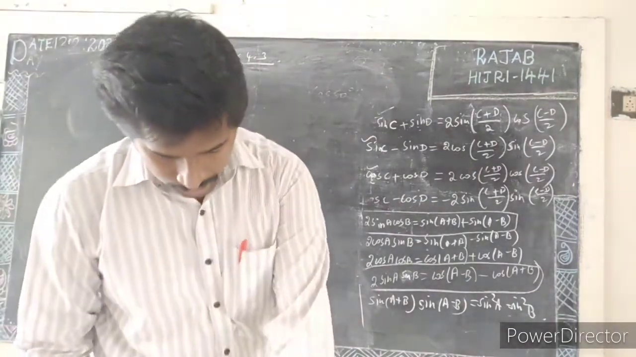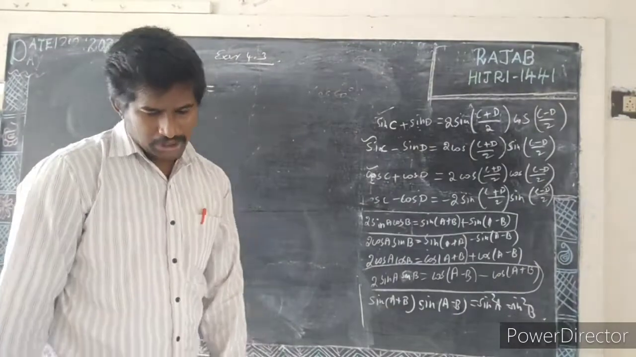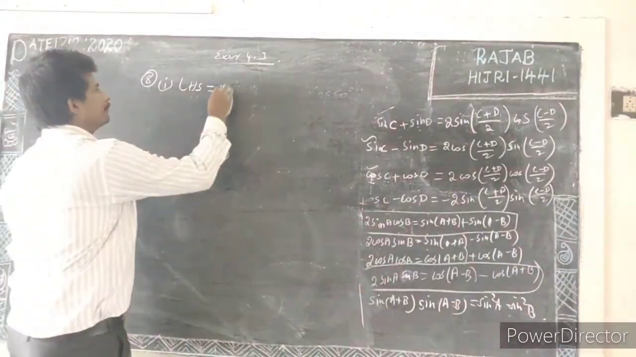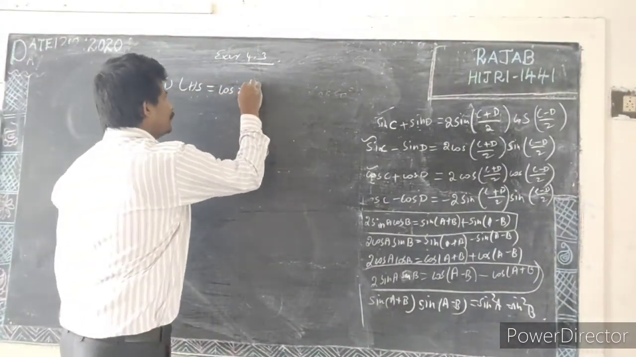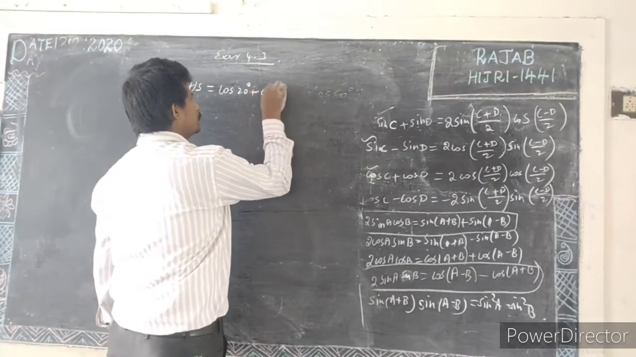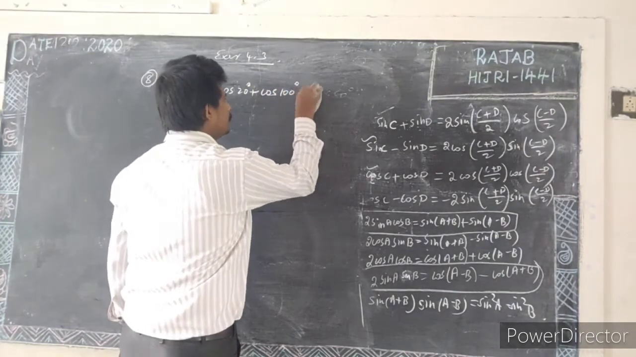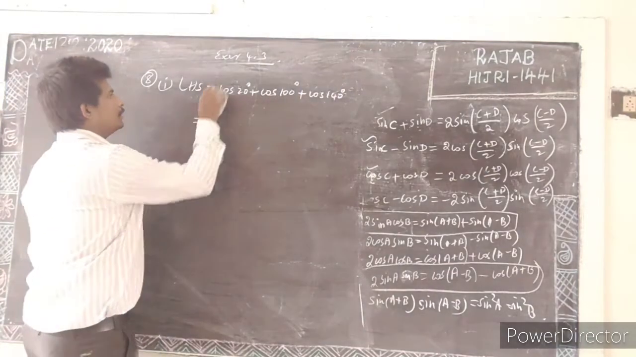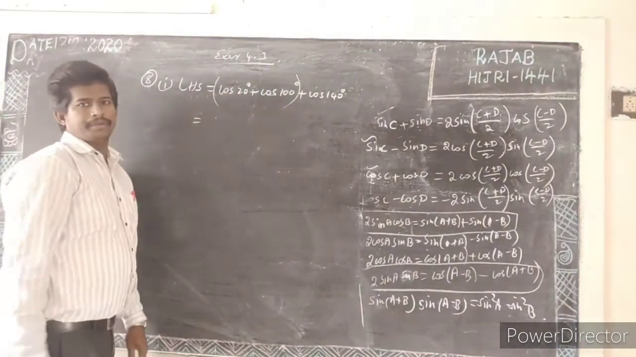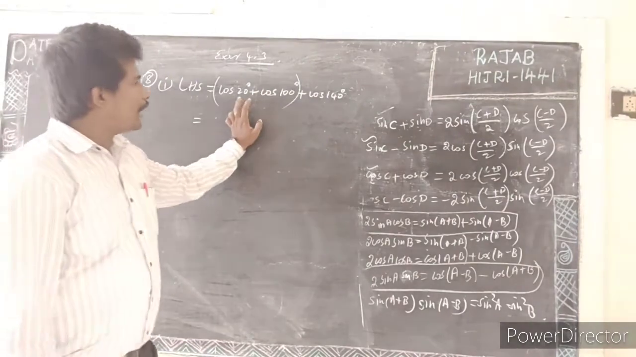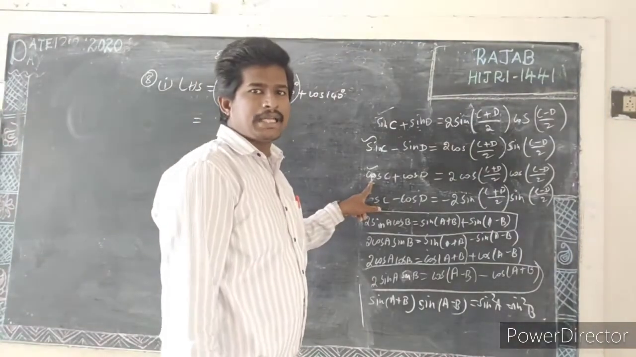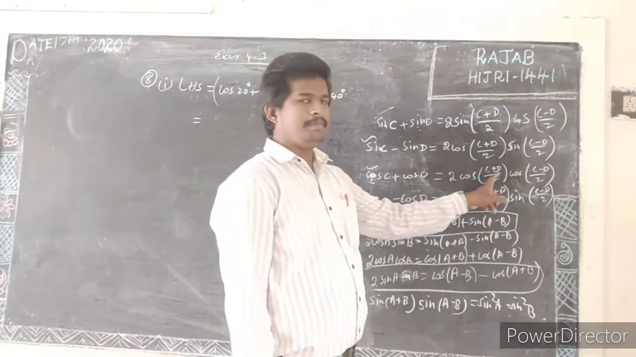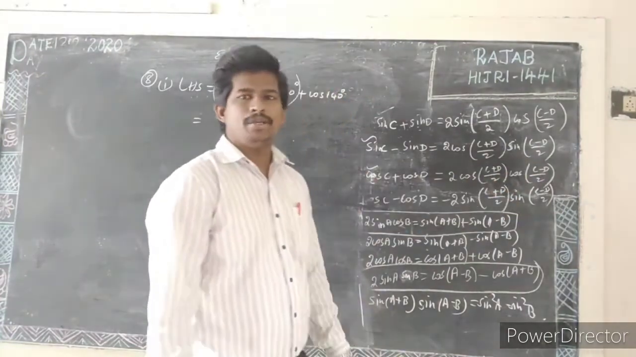LHS, what's our LHS? Cos 20 plus cos 100 plus cos 140. First I am going to consider these two terms. This is of the form cos C plus cos D. Cos C plus cos D equal to what? 2 cos (C plus D) by 2 cos (C minus D) by 2.